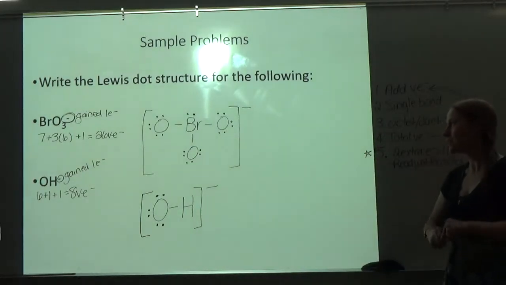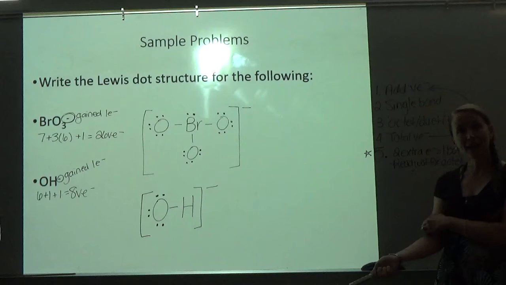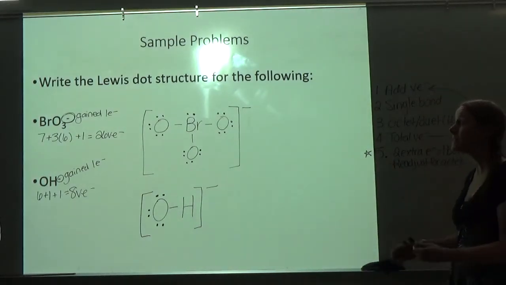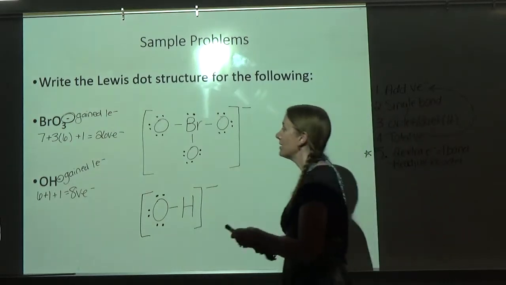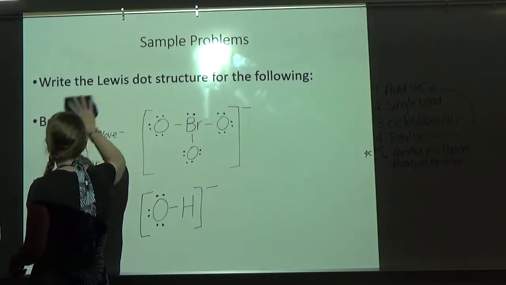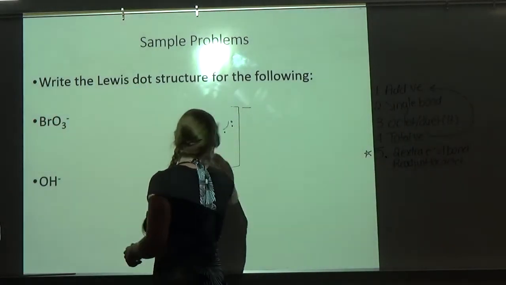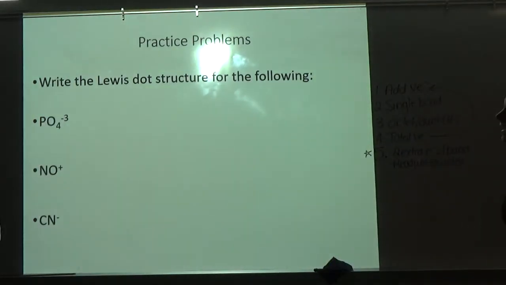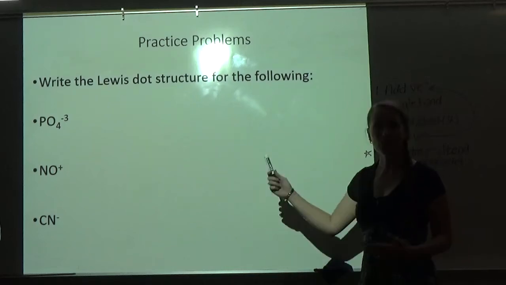So polyatomic ions really aren't that bad. And like I said, they can have multiple bonds, they don't have to. Like these two don't have multiple bonds, but some on the next slide might. So if you end up with some extra electrons, you do it just like I showed you earlier in the video. Alright, so maybe pause the video and try the first one.